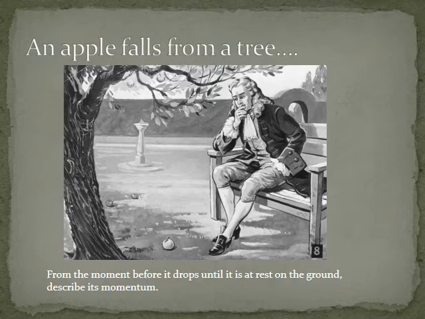Okay, so 1726, Isaac Newton is sitting on a bench next to an apple tree and pondering life, the universe, and everything, and all of a sudden an apple falls from the tree. And he started thinking about the movement of that apple. So I want you to think about the movement of the apple. From the moment before it drops until it's at rest on the ground, what's happening to that apple's momentum?